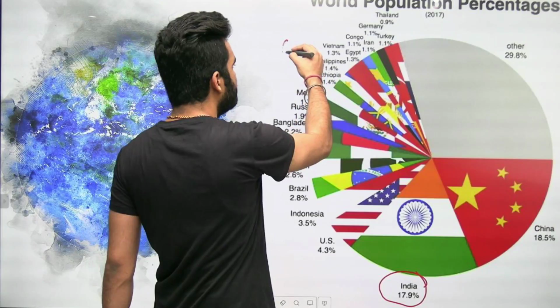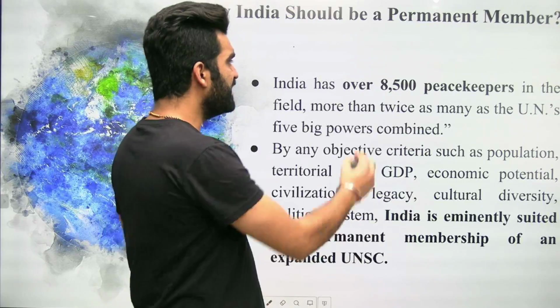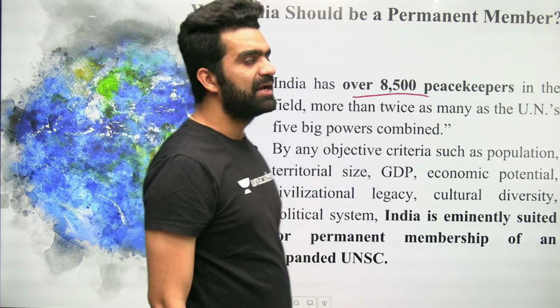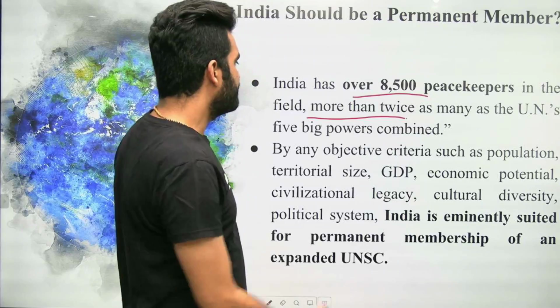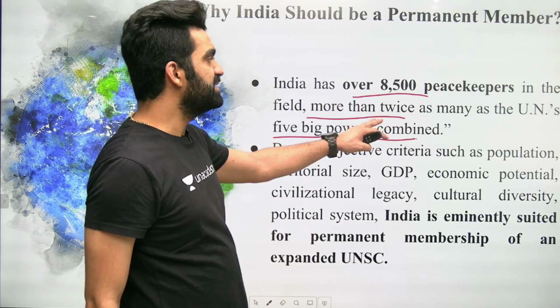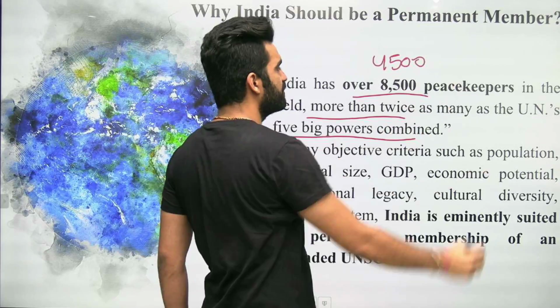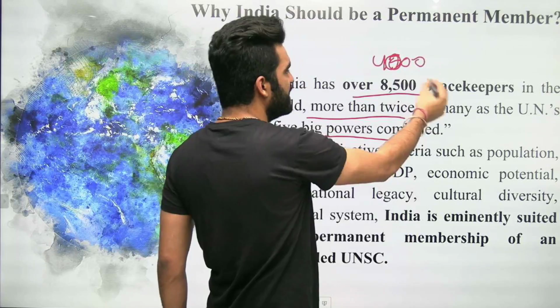Now, India has over 8,500 peacekeepers in the field. So that means India has contributed 8,500 Indian soldiers towards UN peacekeeping missions. More than twice as many as the UN's five big powers combined. So all the permanent five members have contributed around 4,000 to 4,500 personnel, right? India has contributed more than double.